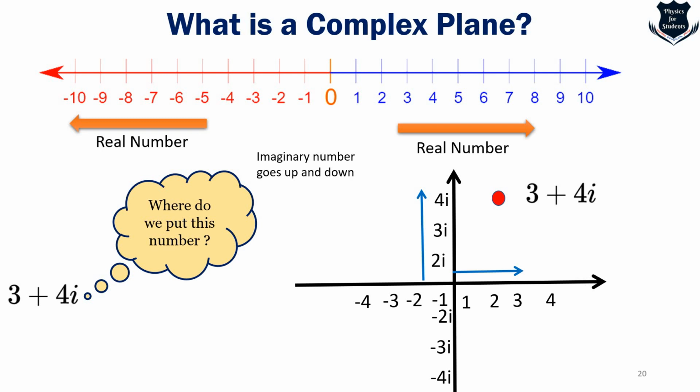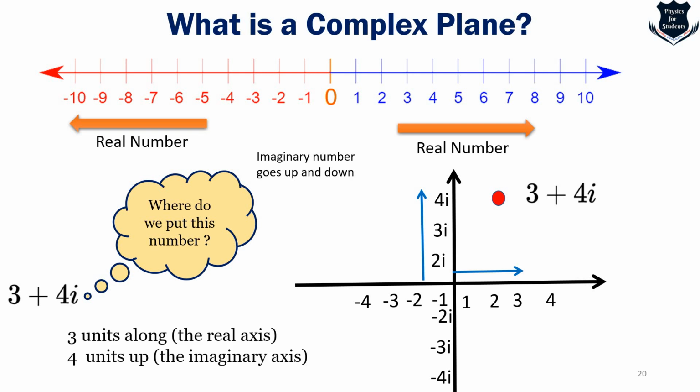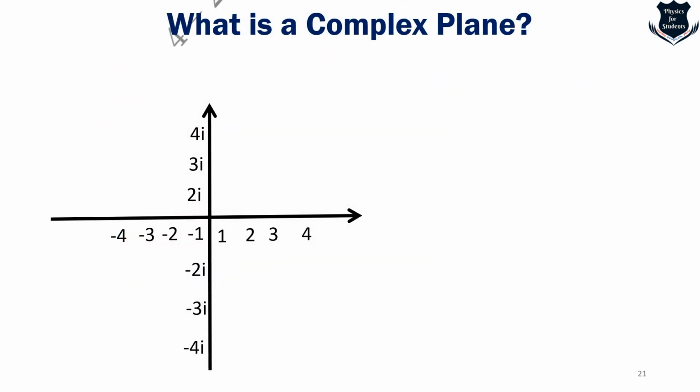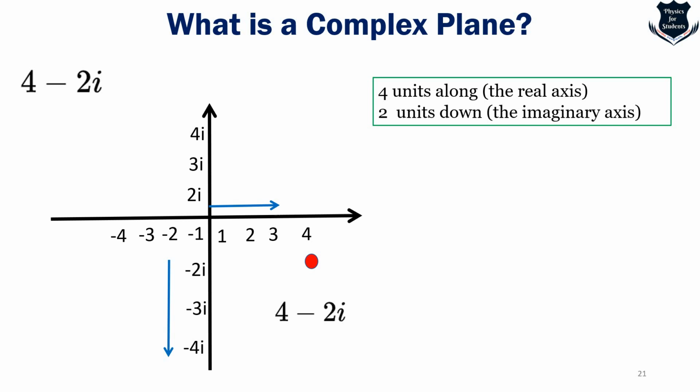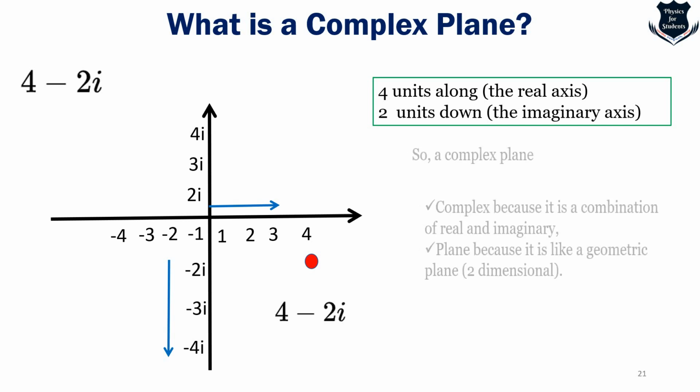This is how we can place a complex number, because on a real number line we cannot find any place to put it. So we move 3 parts positive and then 4 parts along the imaginary axis, that is, up. Further, we can see the example 4 minus 2i. Again, we move 4 steps along the x-axis, but because there is a negative sign before the imaginary part, we move down and place it somewhere here. So 4 units along and 2 units down.